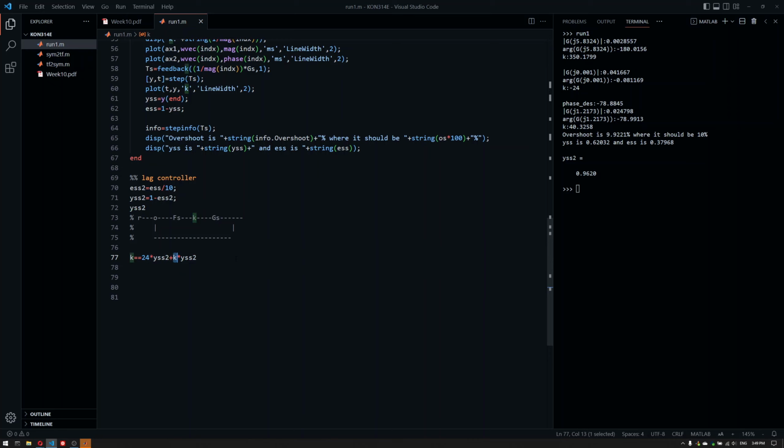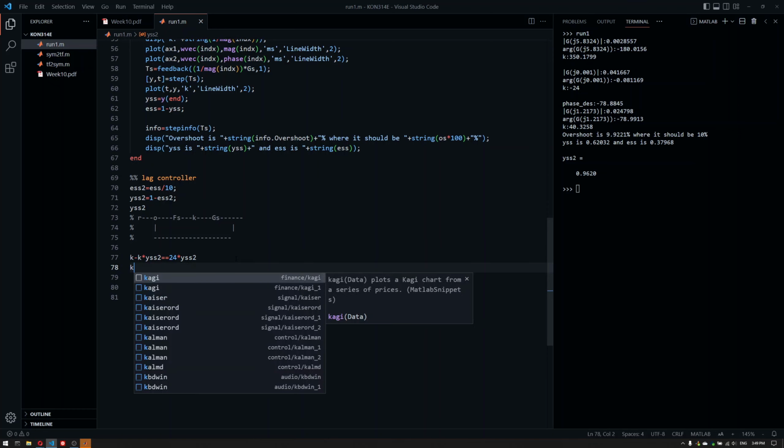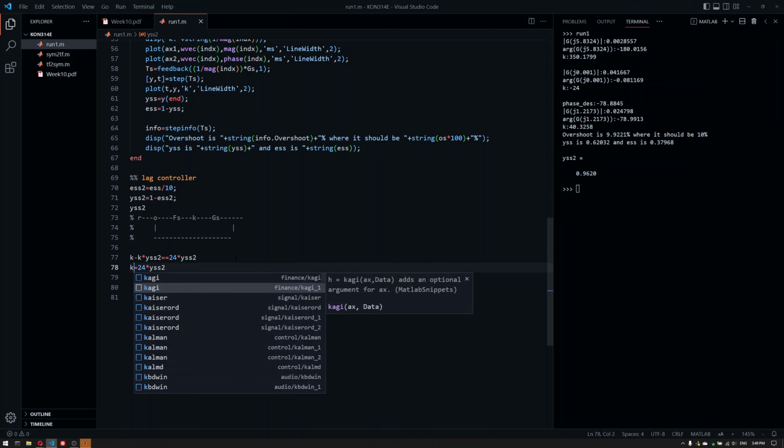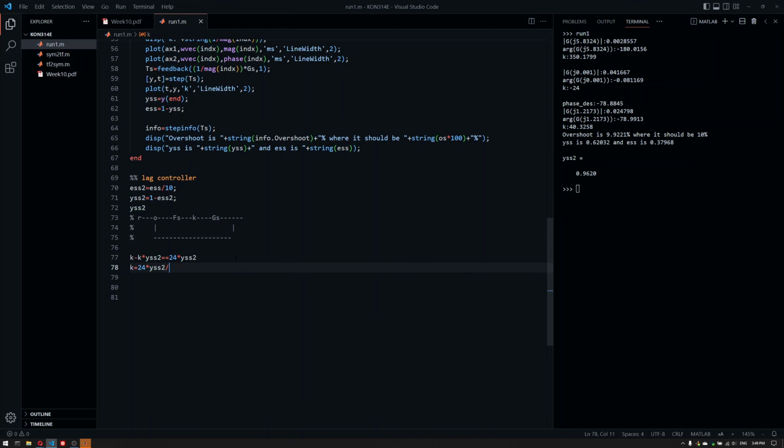Let's group K together. So that's minus, and in the K parentheses, it's just 1 minus YSS2 equals 24 times YSS2. So we have to divide into that. So let's call this K2. Let's calculate this. What's K2?